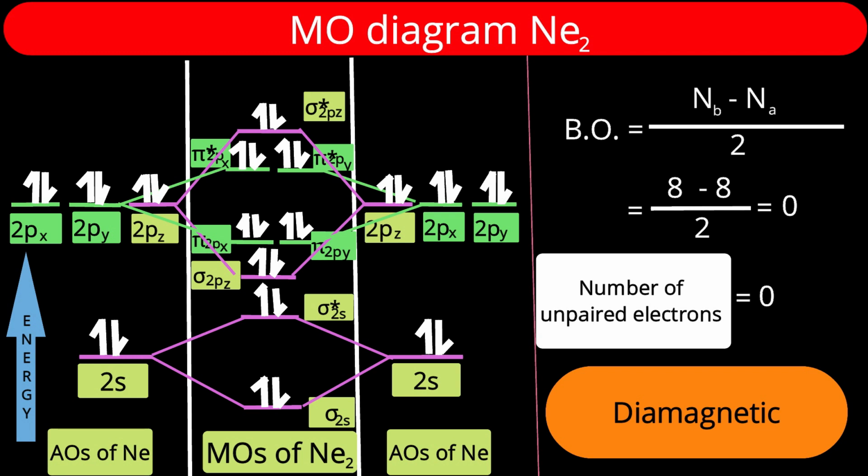But if you are interested, you can go through the other video, making sense of the MO diagram for the N2 molecule. Next, higher energy level orbitals are the 2p orbitals. Three 2p orbitals are there. It's a triplet. All are degenerate. All are of the same energy level in the atomic state.